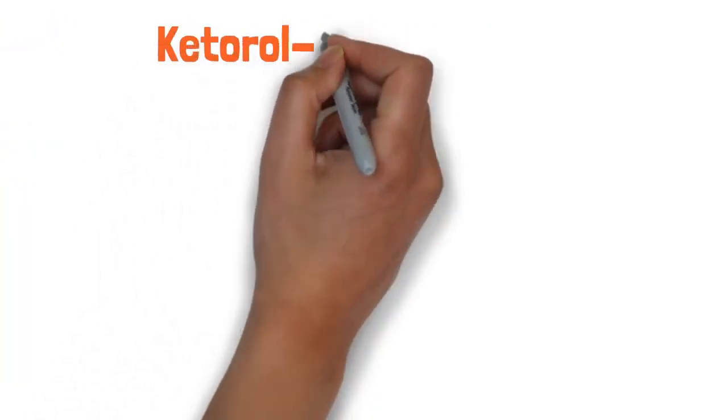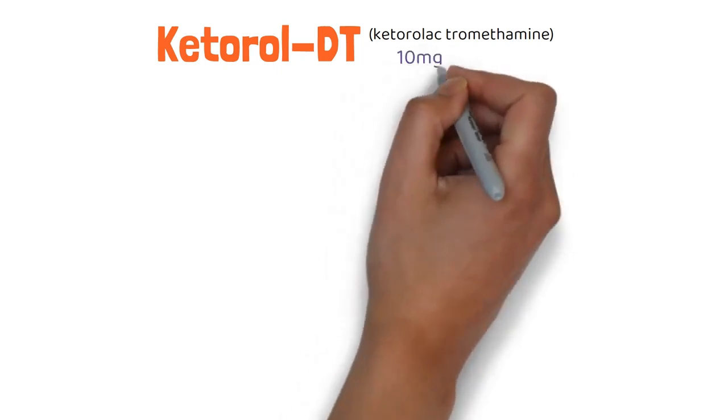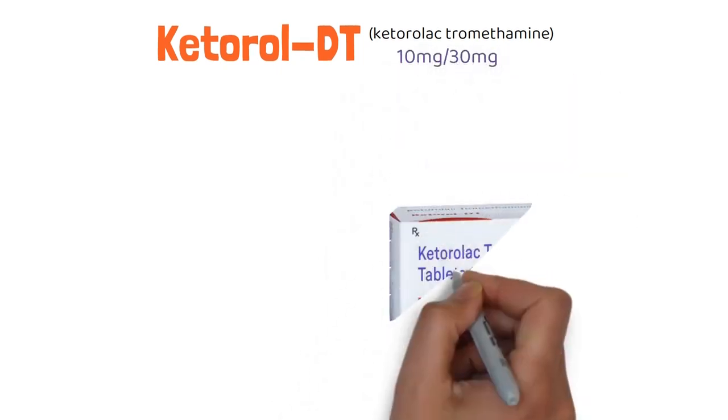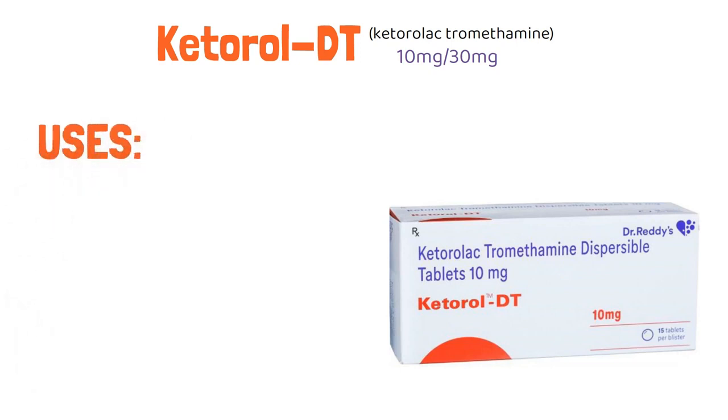The second medicine is Catrol DT. Its chemical name is Ketorolac tromethamine. It's available in 10 mg and 30 mg. You can check here some main uses and side effects of Catrol DT.